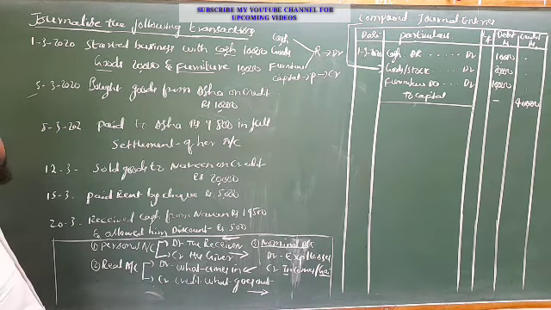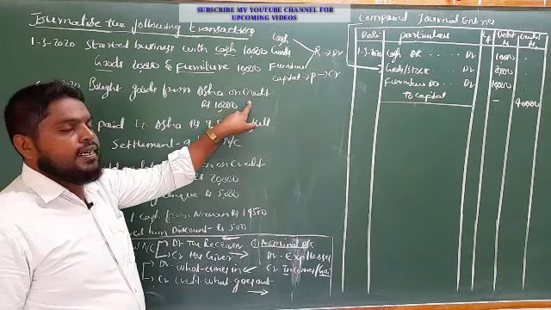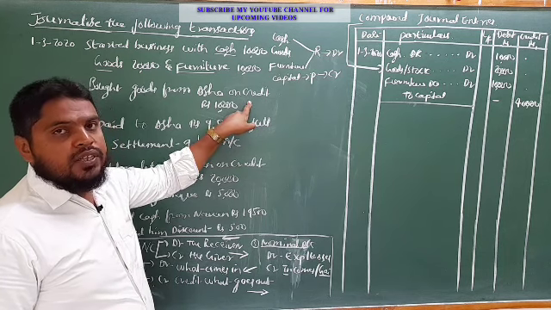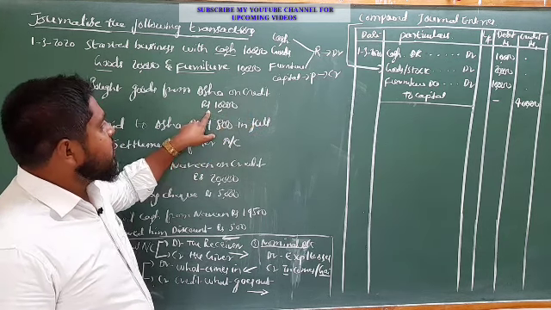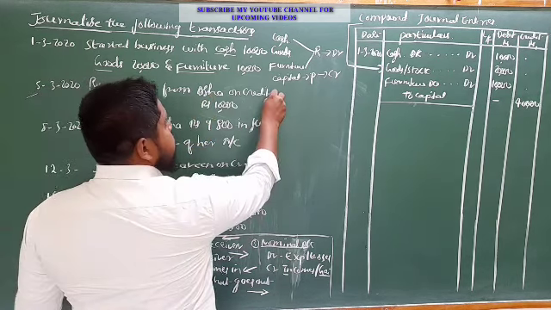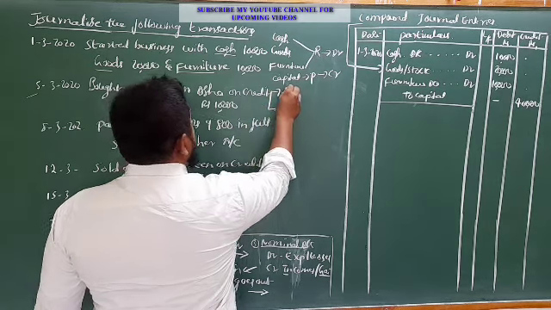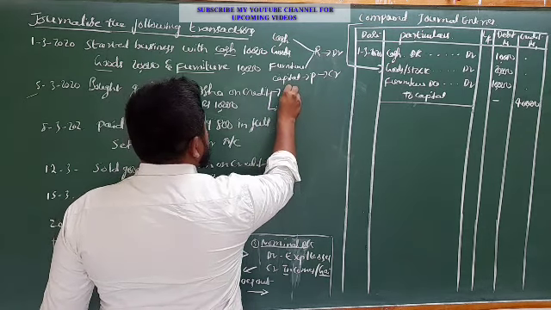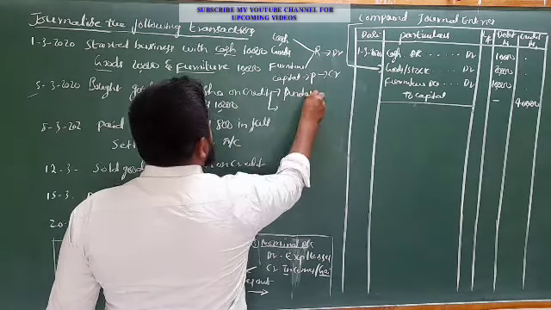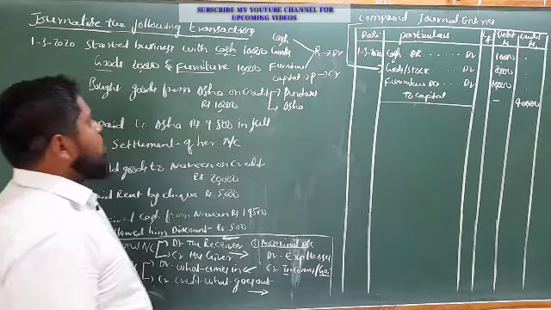Next, on 5th, bought goods from Asha on credit. So this is a cash transaction, this is a credit transaction. So the business is purchasing goods from Asha. In this transaction 2 accounts are involved: purchases account and Asha account.